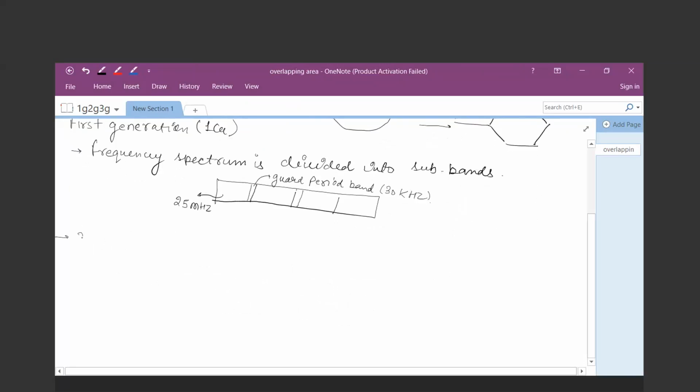Normally for a particular user, two channels are allocated for communication. The first one is called the uplink channel and the second one is called the downlink channel.